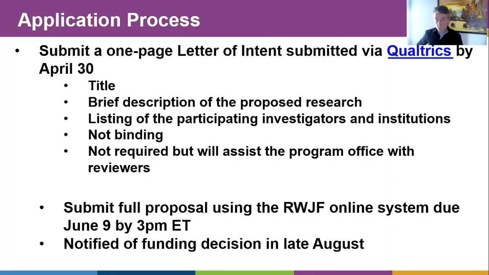systemsforaction.org. The full proposal will be due by June 9th at 3 p.m. And you must submit that full proposal, that application, using the Robert Wood Johnson Foundation online system. The link to that system is included in the CFP. It's included on that landing page. There's a big green button that says, click here to apply. That takes you into the portal to submit your application materials. Again, full proposal due by June 9 at 3 p.m.